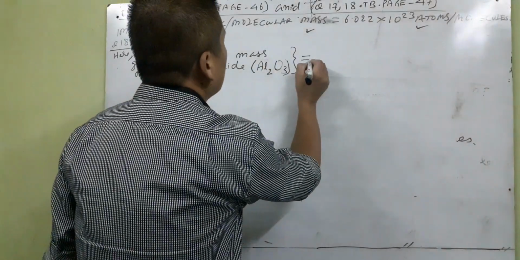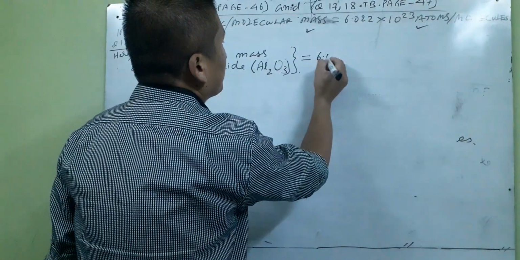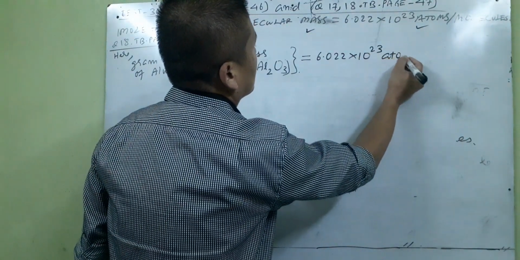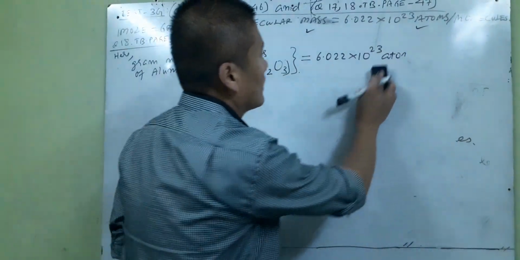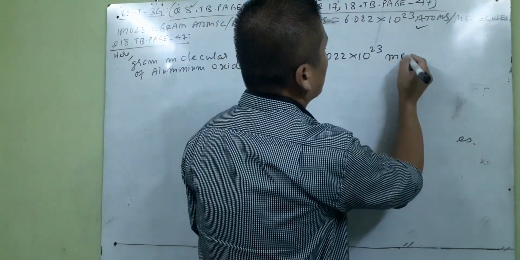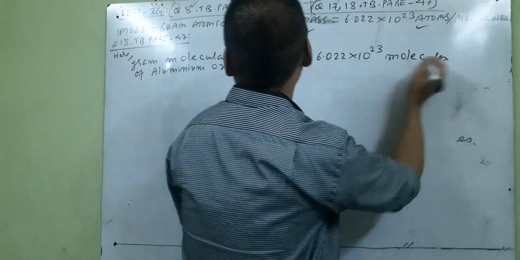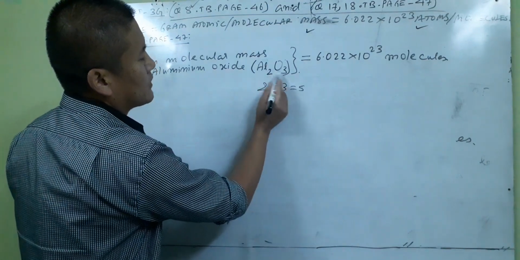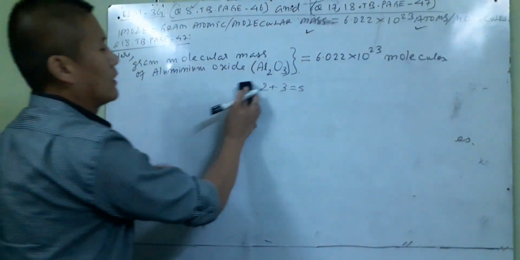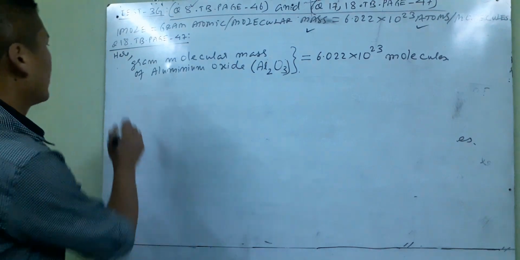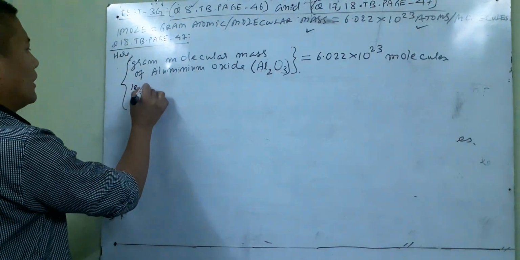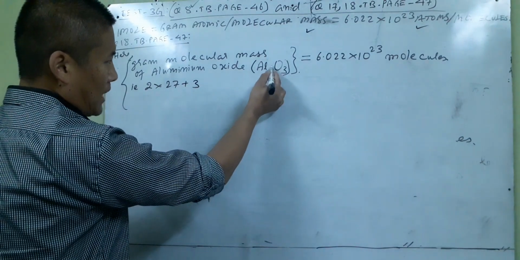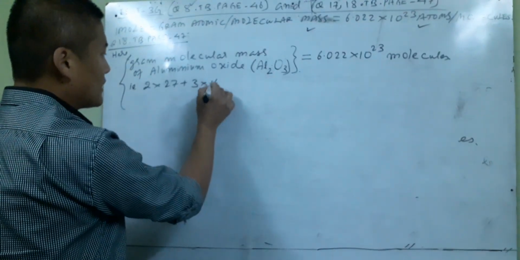Now, gram is equal to this one, 6.022 into 10 to the power 23 atoms. Not atoms, sorry, in this case, it is molecules, aluminium oxide molecules. Here, see, 2 aluminium atoms, 3 oxygen atoms means there are 5 atoms, means more than 1 atom, that's why molecular mass. Okay, now let us calculate the gram mass here. That is 2 into aluminium is 27 plus 3 into 1 oxygen is 16.